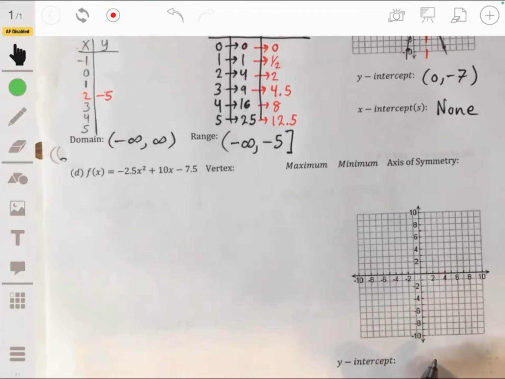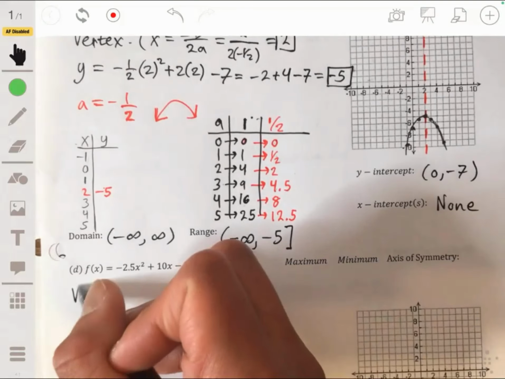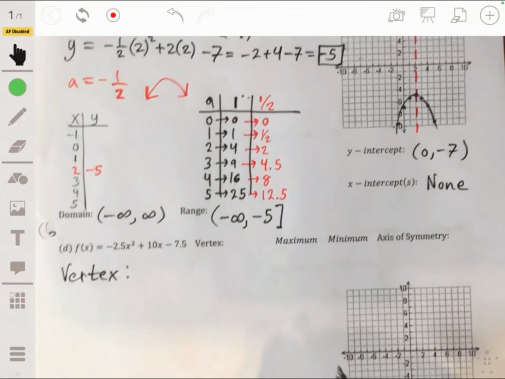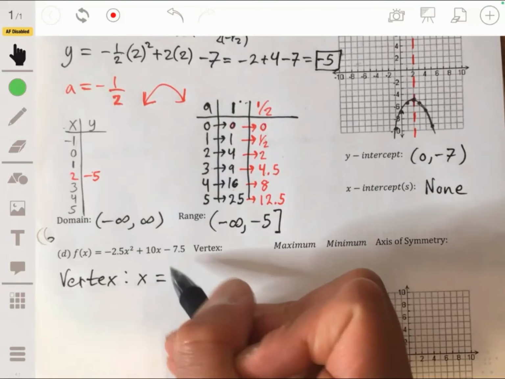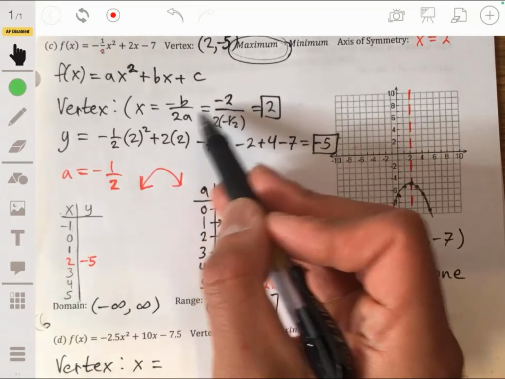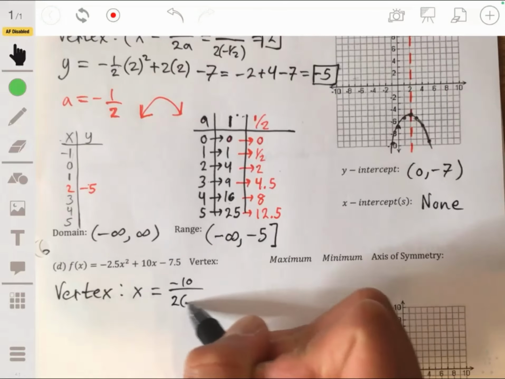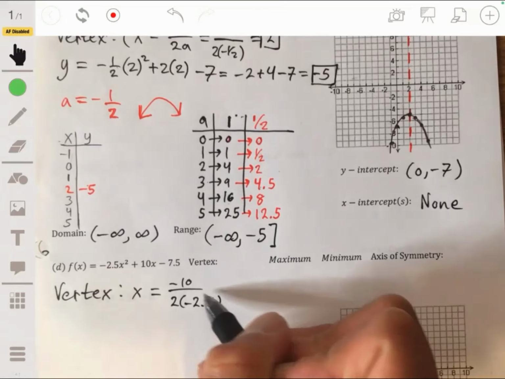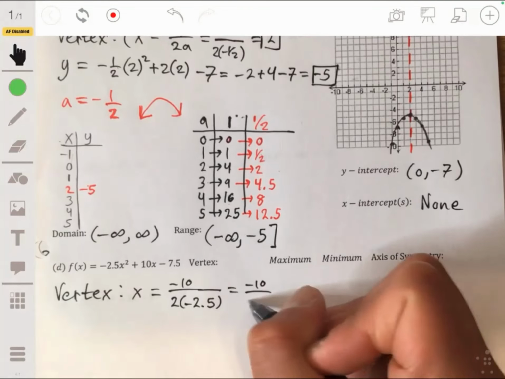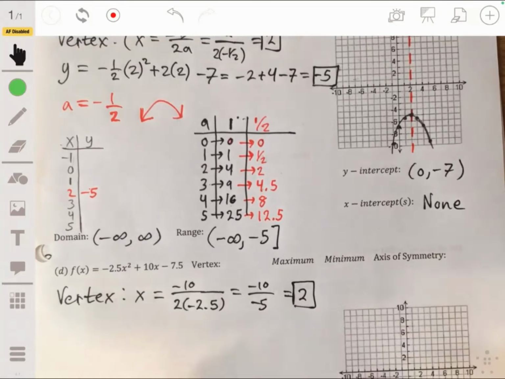All right, one more of these. Okay, so another tedious one. Let's find the vertex first. X will be -b over 2a. Remember this formula, -b over 2a. So -10 over 2 times -2.5. So -10 over -5. That will give us 2.